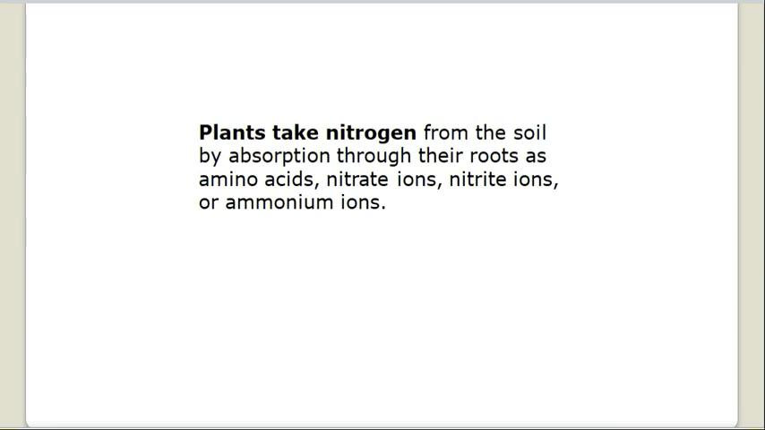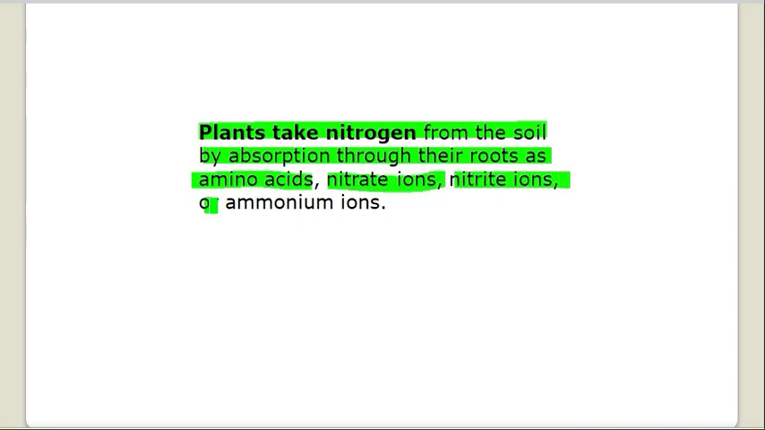The one point which I would like to discuss more here is how the plant gets the nitrogen. Plants get nitrogen from the soil by absorption through roots as amino acid, nitrate ions, nitrite ions, or ammonium ions. As we all know, nitrogen is present in the atmosphere, and it is converted into ammonium ions, nitrate and nitrite, which is called nitrogen fixation, and this is done through the bacteria.